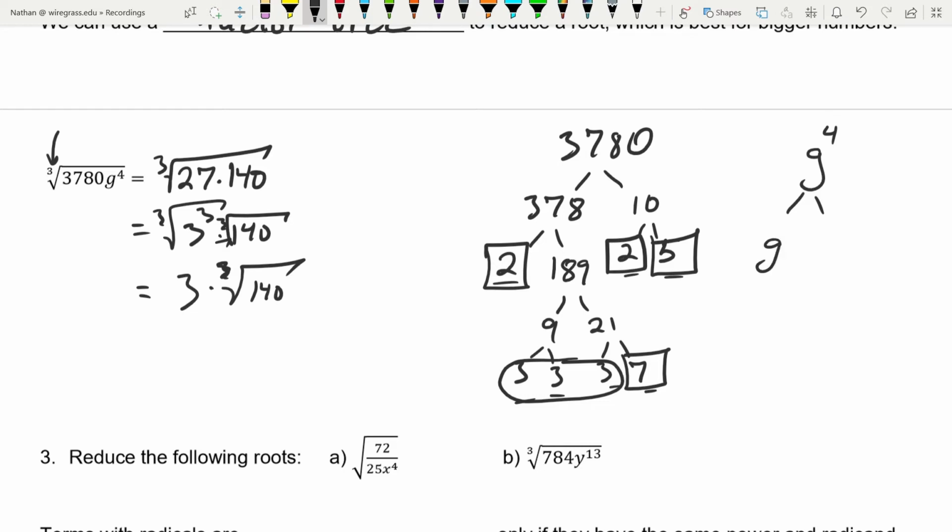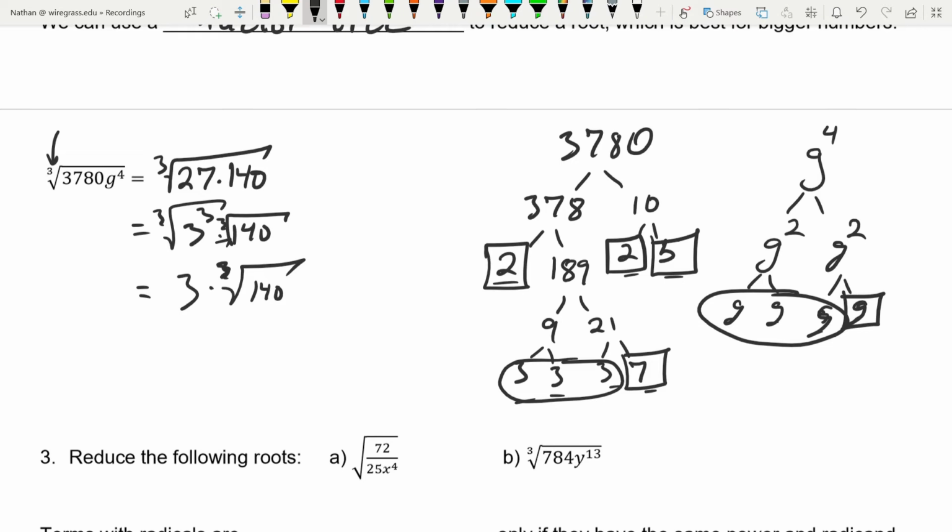G to the fourth is the same thing as g squared times g squared. And those are the same thing as g times g, g times g. Again, we're looking for 3 of the exact same thing. There are 3 g's here, and there's 1 remaining.